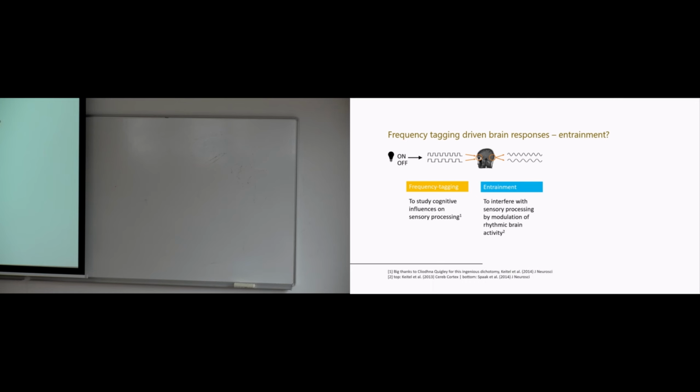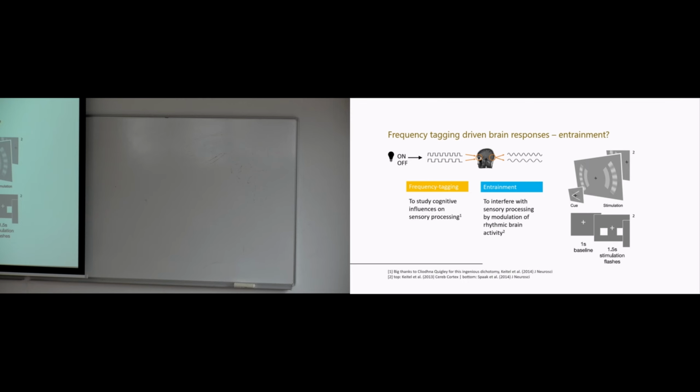But at the same time, I was going to conferences, as you do, and seeing people talk about this, and the funny thing was people were doing exactly the same thing, but assuming something completely different about the brain response that you're getting. The idea behind entrainment is that it allows you to interfere with sensory processing by actually causally modulating brain activity, for example the alpha rhythm, right? The funny thing is, if you look into the experiments, they look very, very similar. The way that we actually drive these brain rhythms is exactly the same, right?